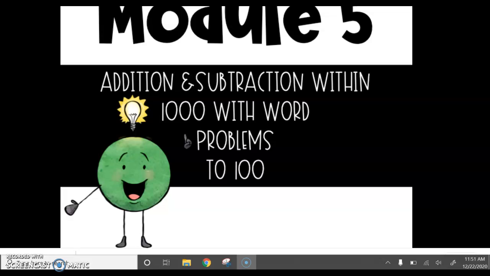Alright, so the next lesson that we're doing is lesson 3. It's addition and subtraction within 1,000 with word problems to 100.